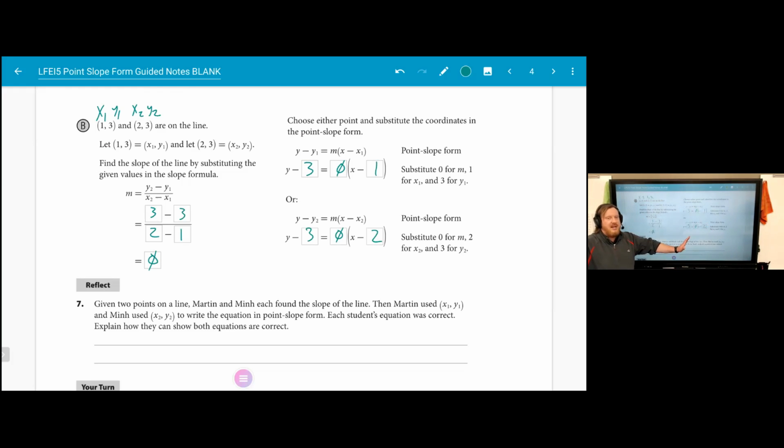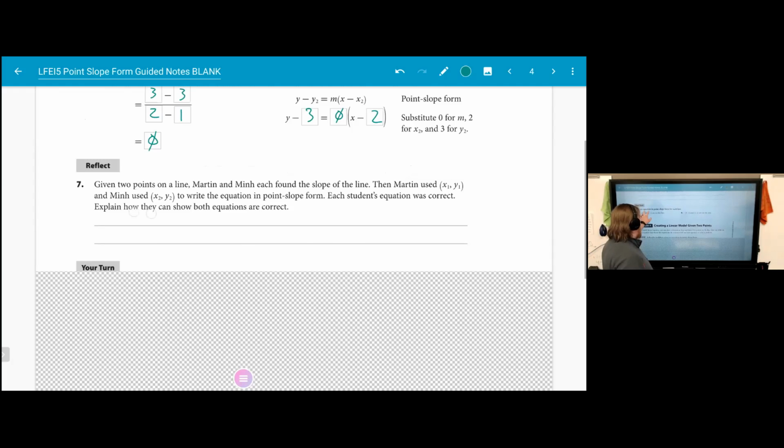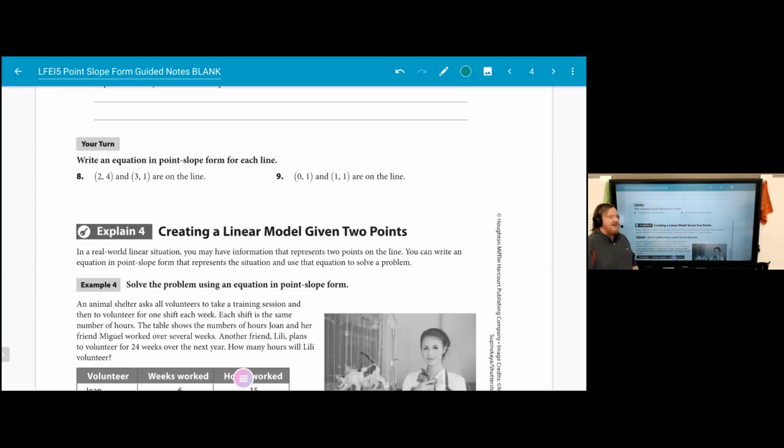I promise you that's all we're looking for. We need to find the point. We need to find the slope. We plug them into the right spots and we're good to go. Okay. You know what's coming next. Go ahead, try out your turn, numbers 8 and 9. Come back and see how you did.